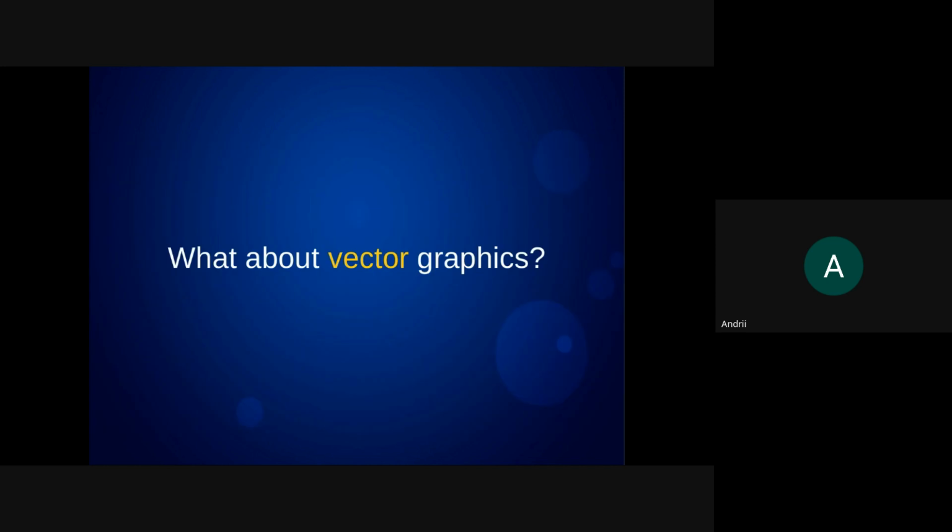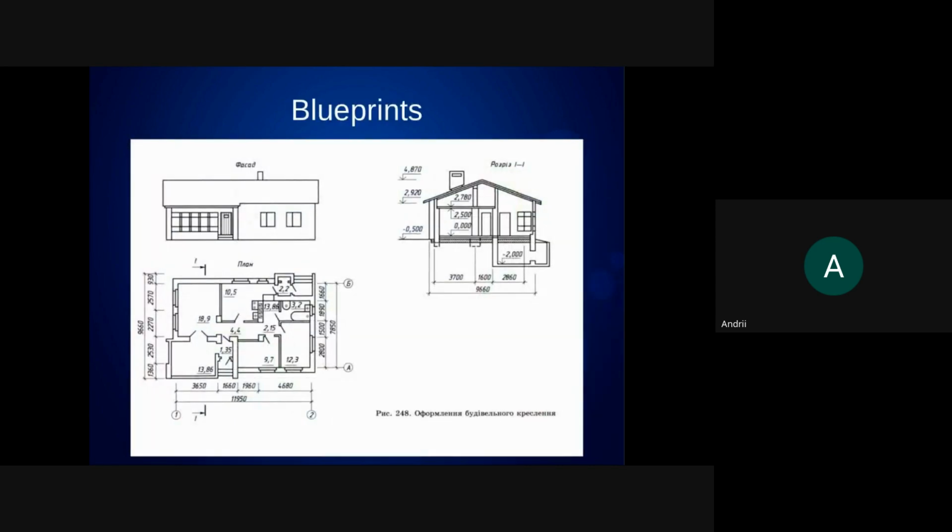But what about vector graphics? Where is it used? Blueprints. It's where you need a very precise and specific drawing of something, some engineering sizes, architectural or machine building blueprints. So vector graphics is perfect for this. You can easily adjust it, change some size, shape, and so on.